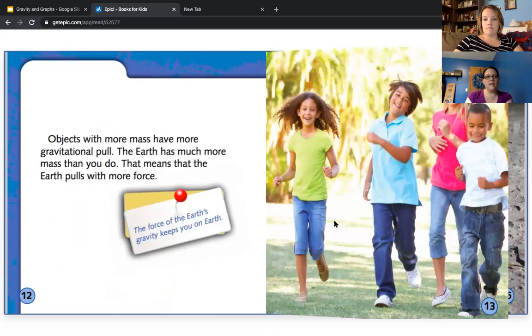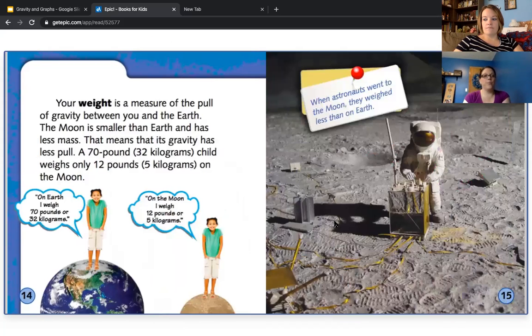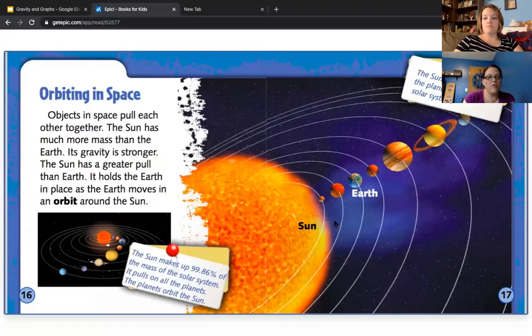Your weight is a measure of the pull of gravity between you and the Earth. The Moon is smaller than Earth and has less mass. That means that its gravity has less pull. So a 70-pound, which is 32 kilograms, child weighs only 12 pounds, which is 5 kilograms, on the Moon. So if you're 70 pounds here, you would only weigh 12 pounds on the Moon. That's pretty cool. It keeps looking like it's skipping pages for some reason.